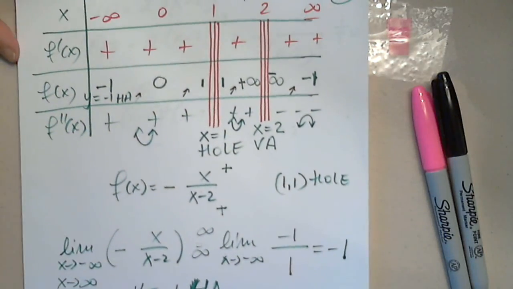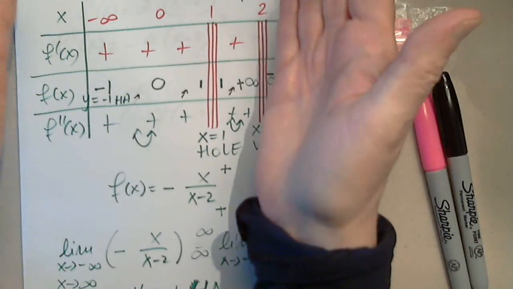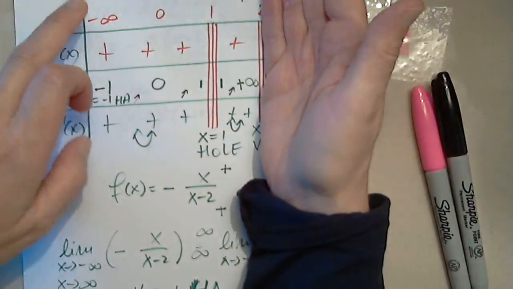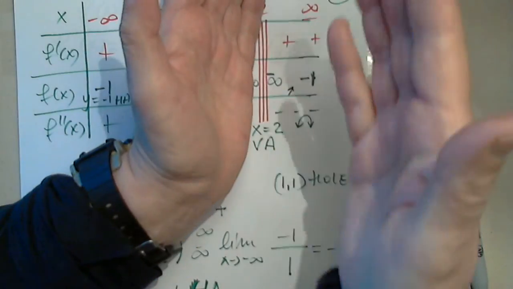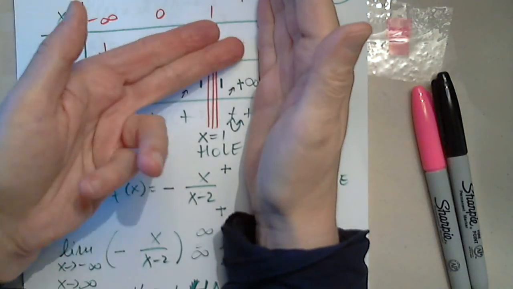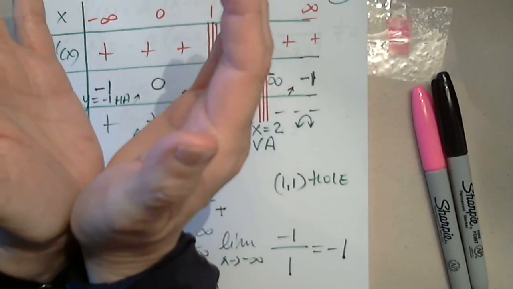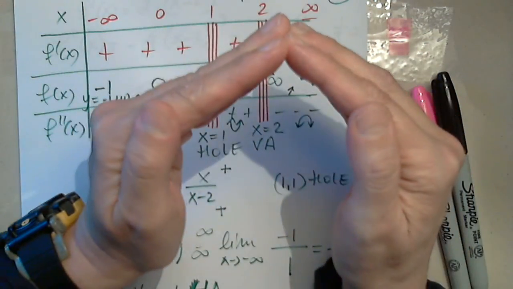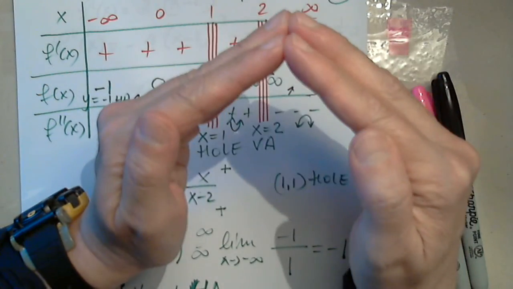So if anyone is asking you what are the intervals of concavity, you will say opening upward between negative infinity and 2, opening downward between 2 and infinity. In this interval, there is no critical number, so there is no minimum. In this interval, there is no critical number, so there is no maximum.